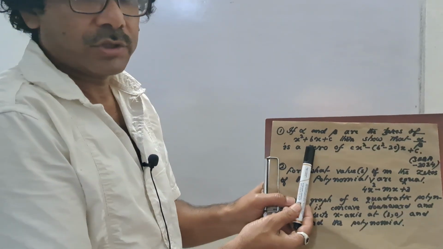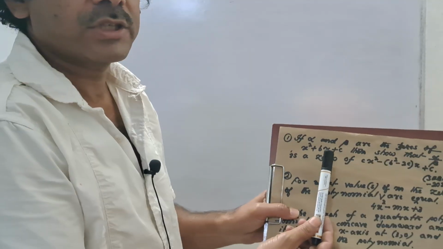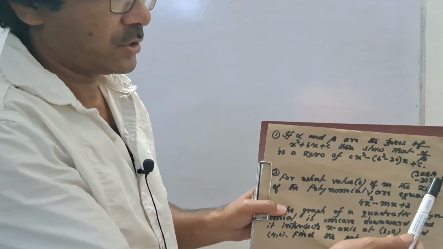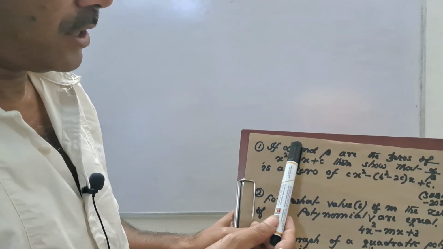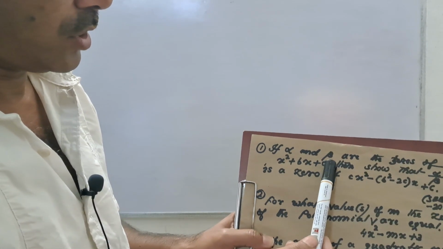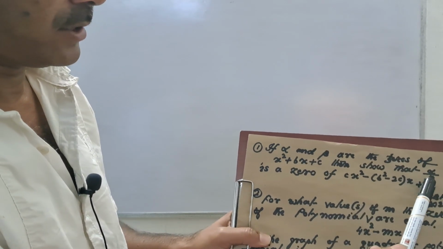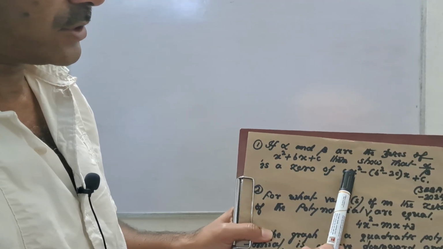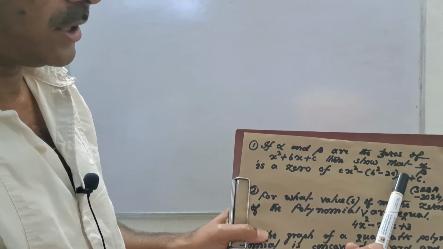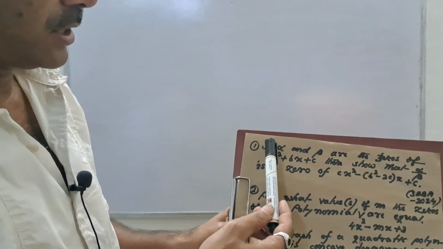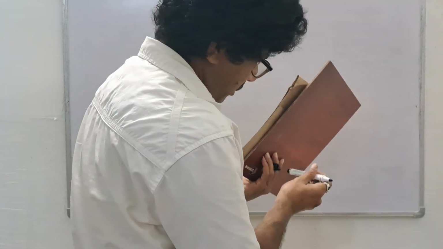Now this is the first question for you. This question came in the SSLC examination, that is the matric examination 2024. In this question it is given: if alpha and beta are the zeros of x squared plus bx plus c, then show that alpha by beta is a zero of cx squared minus (b squared minus 2c) multiplied by x plus c. Okay, alpha and beta are the zeros of the polynomial. Now let us solve.